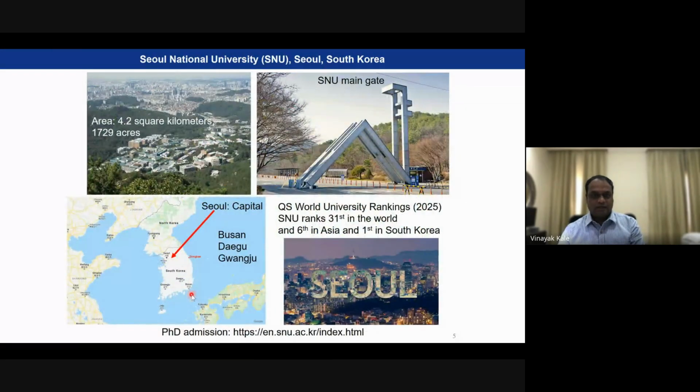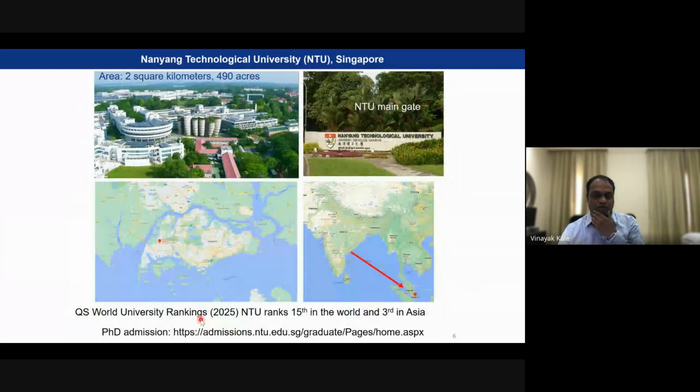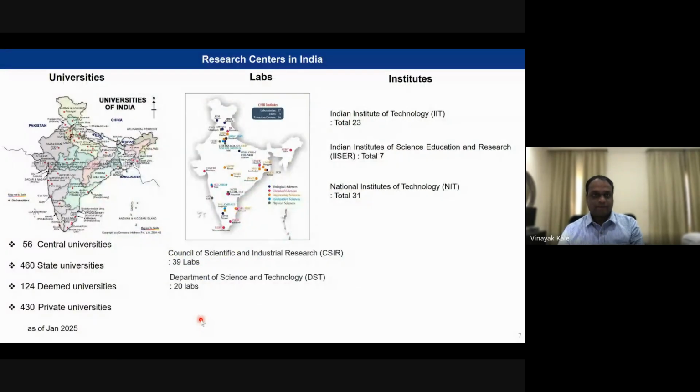So I have given the link for the PhD admission, for those who are interested in acquiring PhD admission in these universities. Coming back to our country, in India, there are research centers available, such as universities. There are 56 central universities, state universities, deemed and private universities.